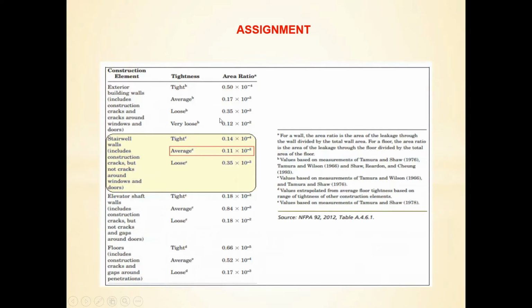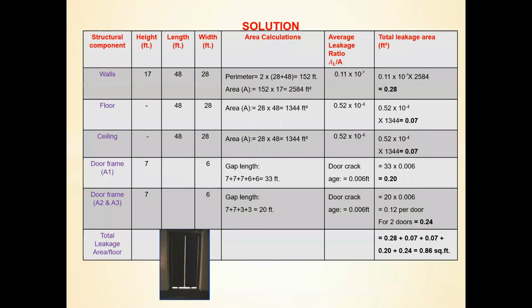So how do we go about it? This is the table which we saw earlier for the area ratio, that is, the leakage area calculation for the building structure. Here we have tabulated all the leakage elements in the structure. We have the walls, the floor, the ceiling, and the doors, 2 types of doors. So we can calculate the total leakage area in the floor.